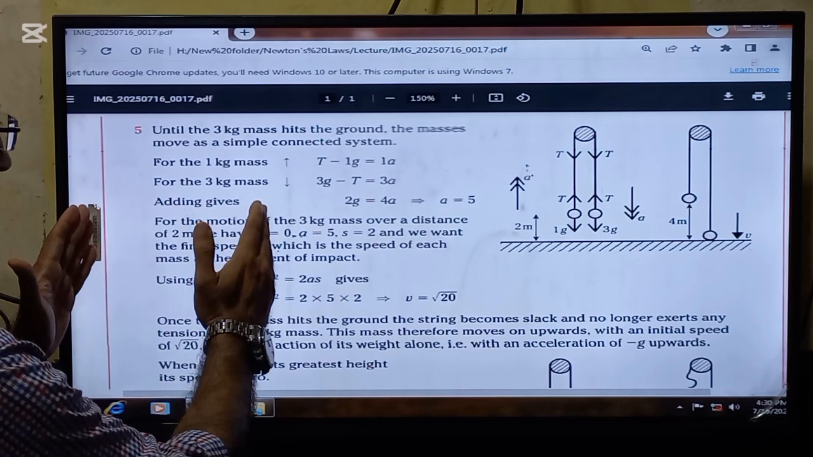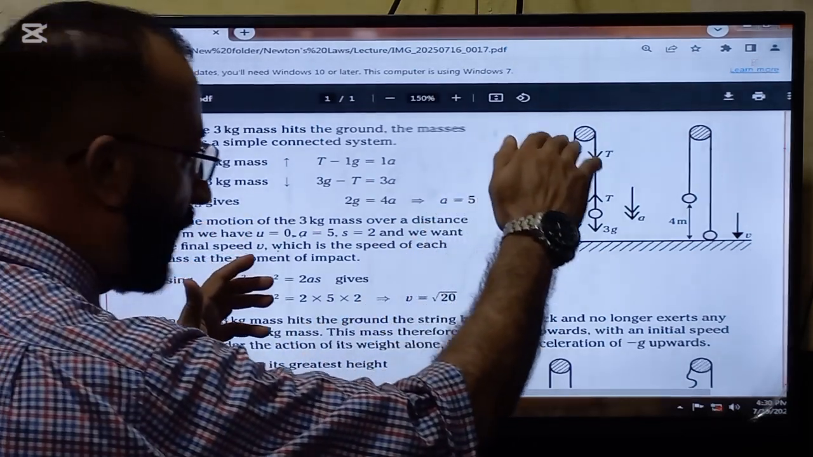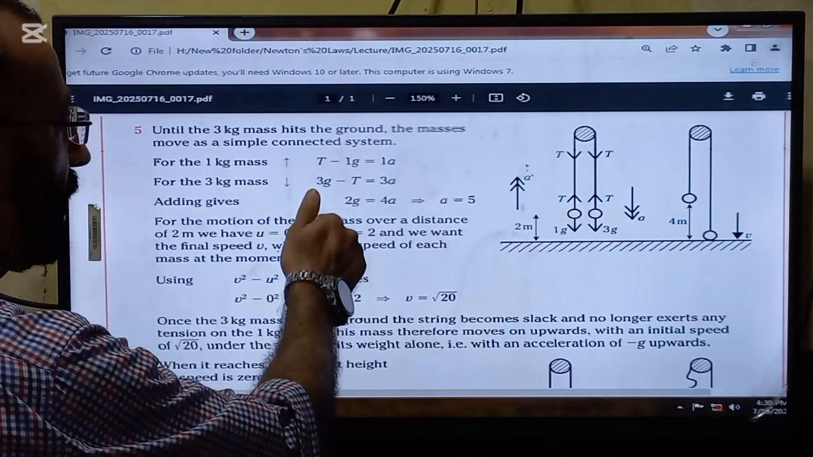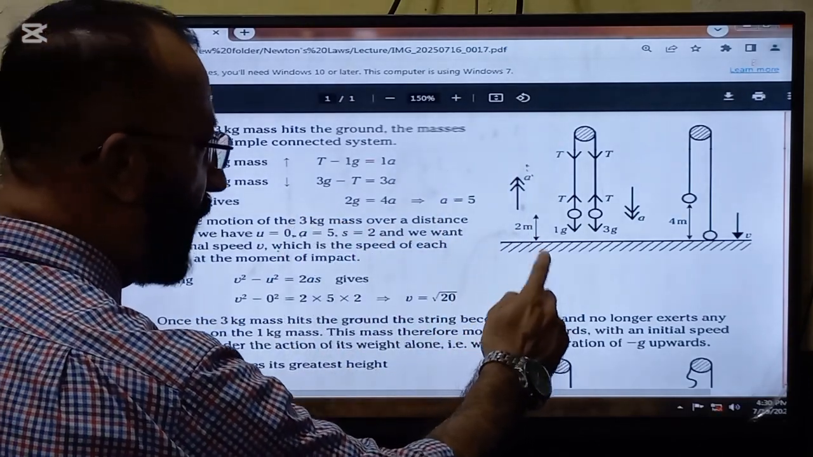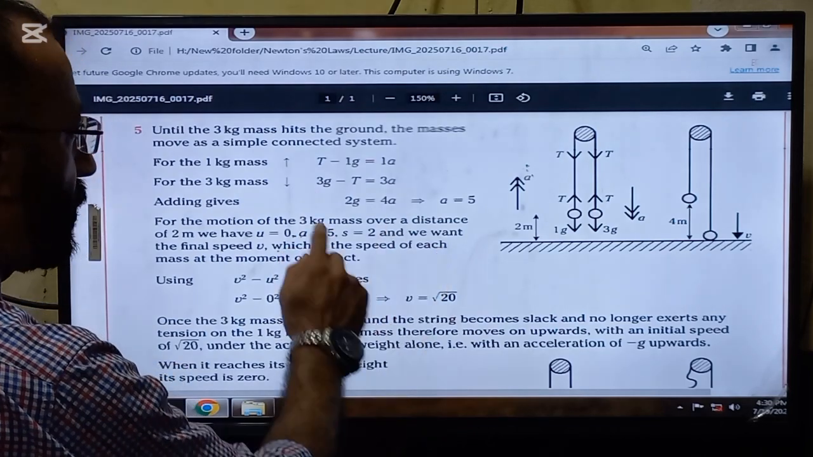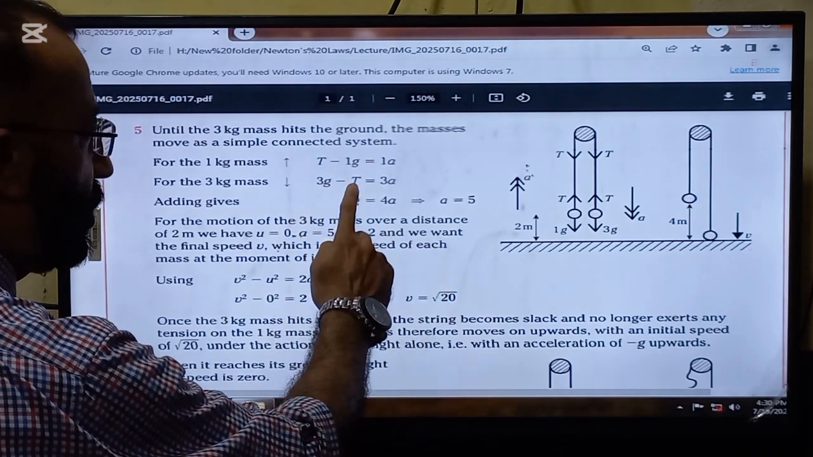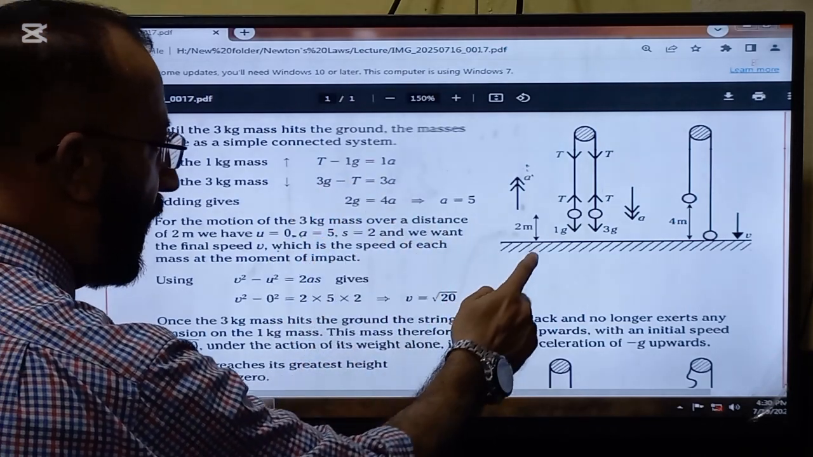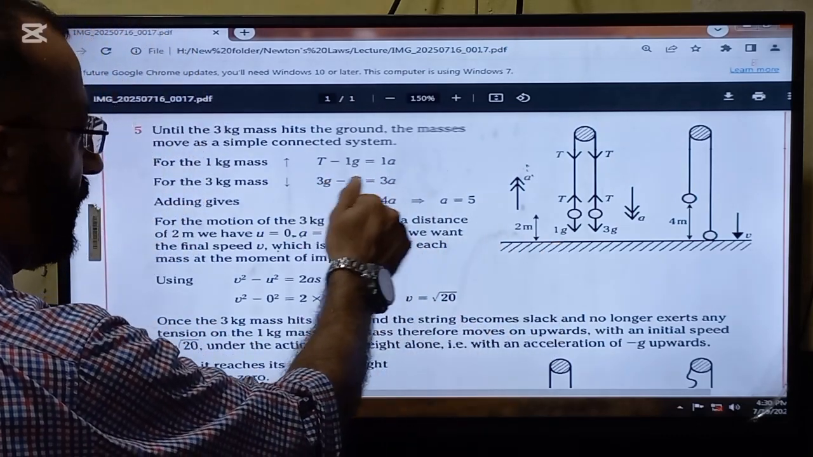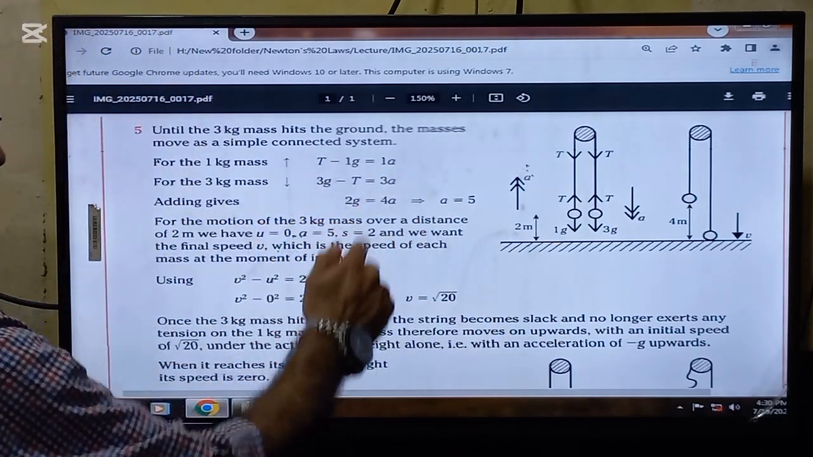For the 1 kg mass, because it is moving up, the tension will be greater as compared to the weight. So the net force will be T minus 1g is equal to MA. M is 1 kg, so 1A. So this is the equation for the 1 kg mass.